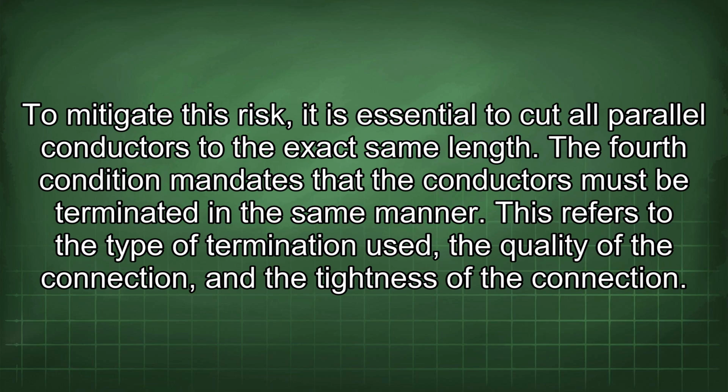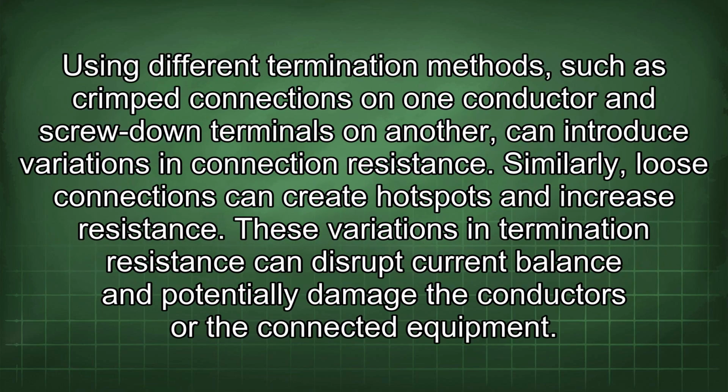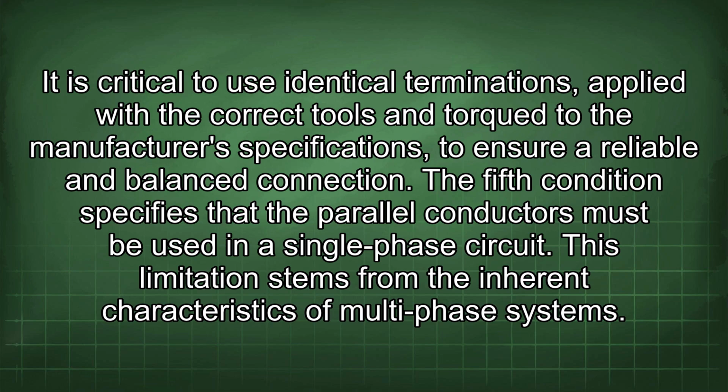The fourth condition mandates that the conductors must be terminated in the same manner. This refers to the type of termination used, the quality of the connection, and the tightness of the connection. Using different termination methods, such as crimped connections on one conductor and screw-down terminals on another, can introduce variations in connection resistance. Similarly, loose connections can create hotspots and increase resistance. These variations in termination resistance can disrupt current balance and potentially damage the conductors or the connected equipment. It is critical to use identical terminations applied with the correct tools and torque to the manufacturer's specifications to ensure a reliable and balanced connection.